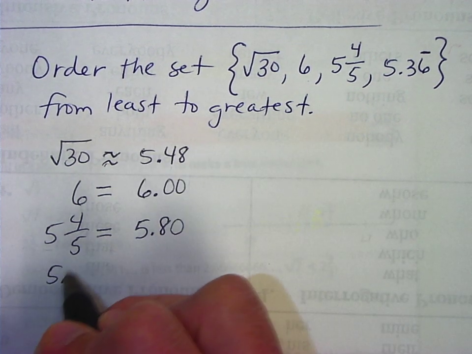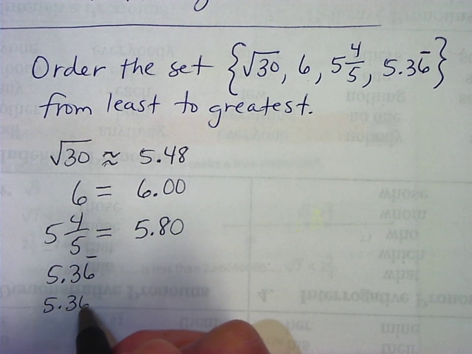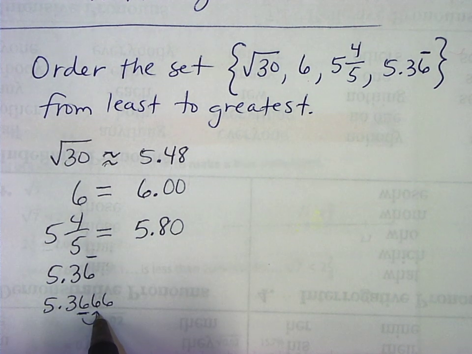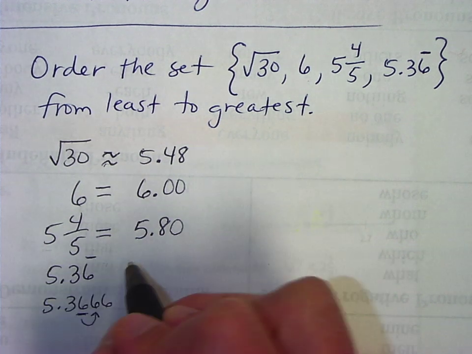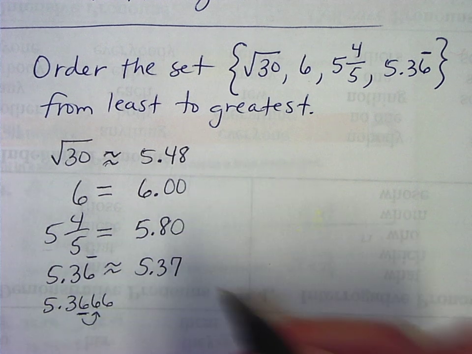And then 5.36 with the 6 repeating looks like this, 5.3666. So let's just round this off to the hundredths place. If you look at that next number, it bumps this up to 7. So it's about equal to 5.37.